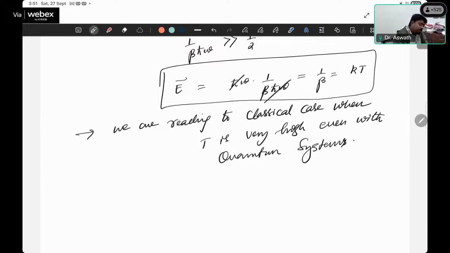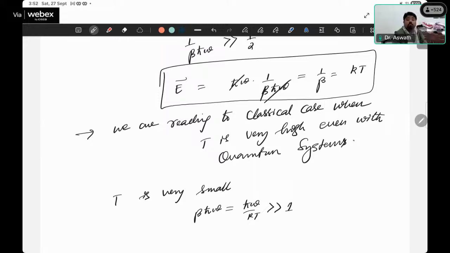Now let's say when T is very small. Okay, T is very small. In that case, what happens? When T is very small, beta h omega, which is h omega by kT, is now larger than 1. Okay, T is very small means beta h omega is larger than 1.